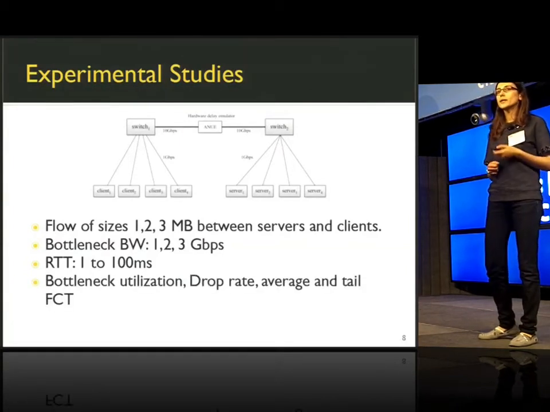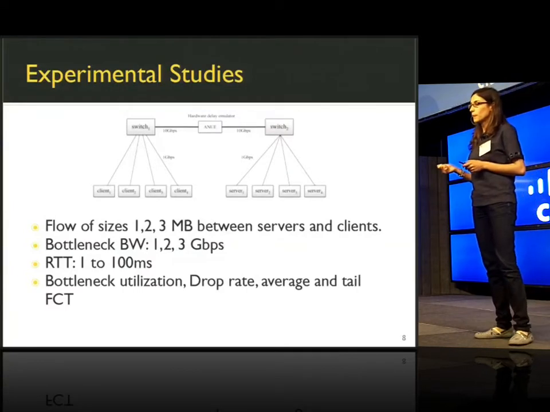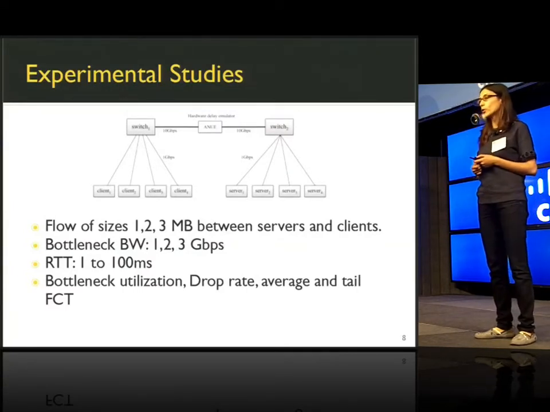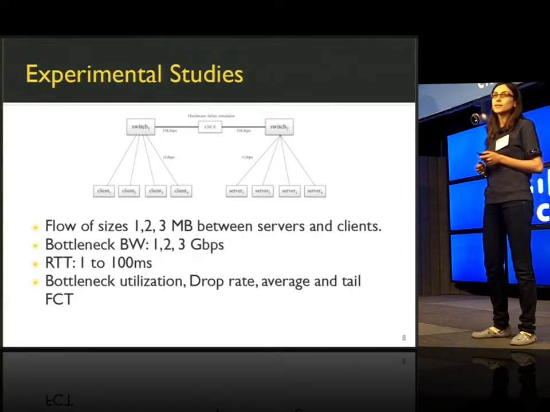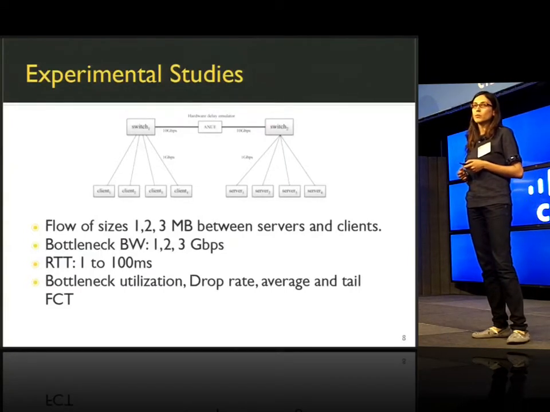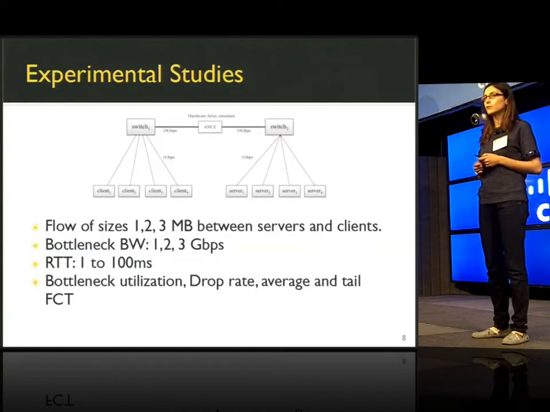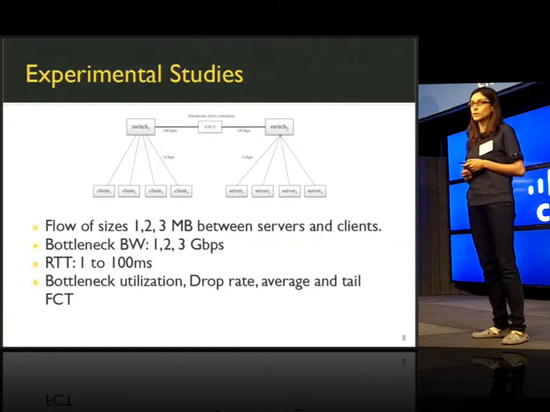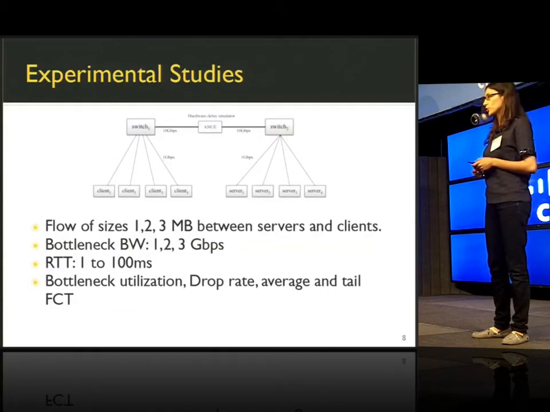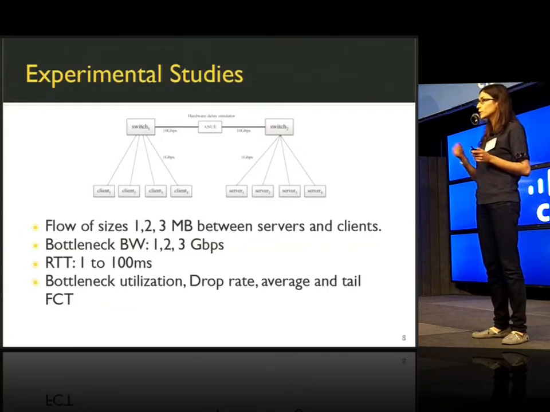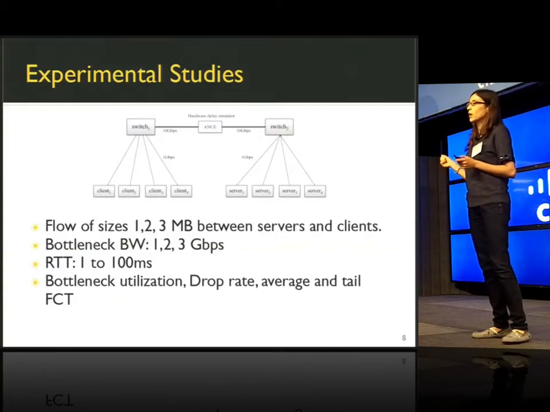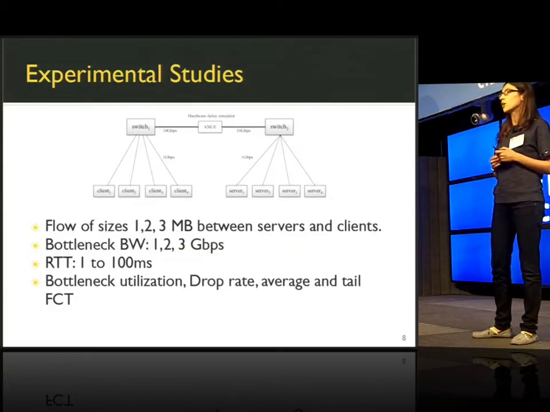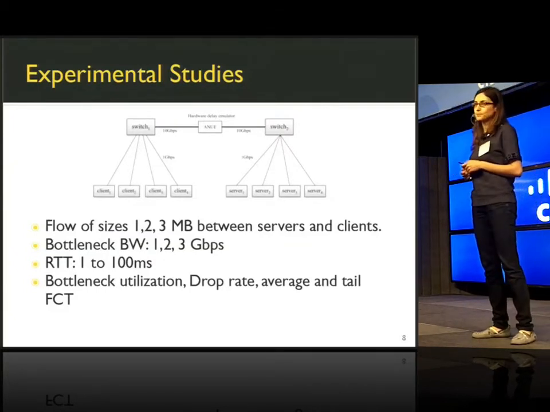Then we measure the bottleneck link utilization by reading the statistics from the router ports every 12 seconds, as well as the drop rate. And then we measure the average and tail flow completion times by capturing the TCP dump on every host. We define the flow completion time as the time from when the first byte of the flow is sent until the receipt of the last acknowledgement packet.